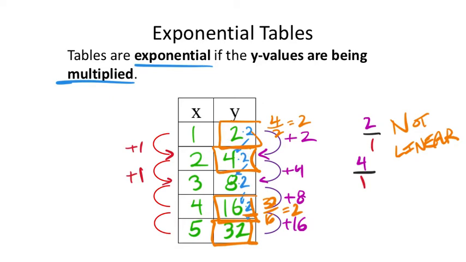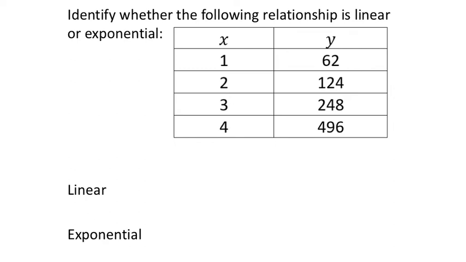Of course, we're not always going to multiply by 2. Sometimes these will be fractions. Sometimes they'll be bigger than 2. Who knows? But we'll see that as we go. Now in this problem, is this relationship linear or exponential? We should start by just determining if it is linear to start with.